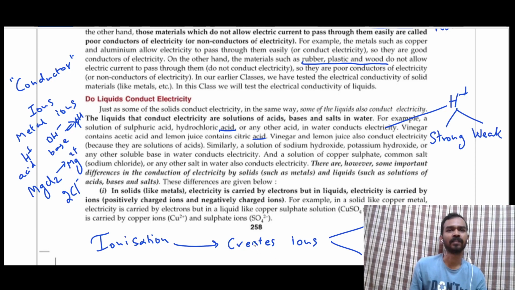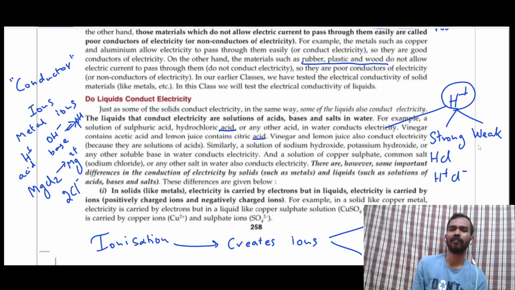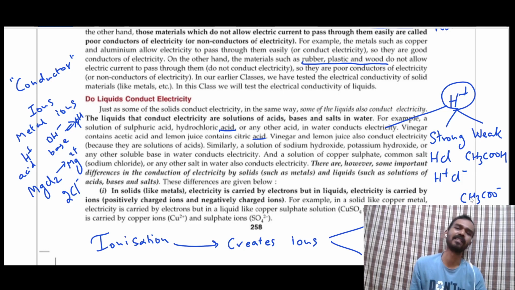That means your acid sometimes has a tendency to release these H plus ions, right? If it has more tendency, like it can release it very freely, then it is a very strong acid. For example, HCl becomes H plus and Cl minus rapidly. And acetic acid, CH3COOH, it is very difficult. It is not that fast. It will form CH3COO minus and H plus, but it is a weak acid.